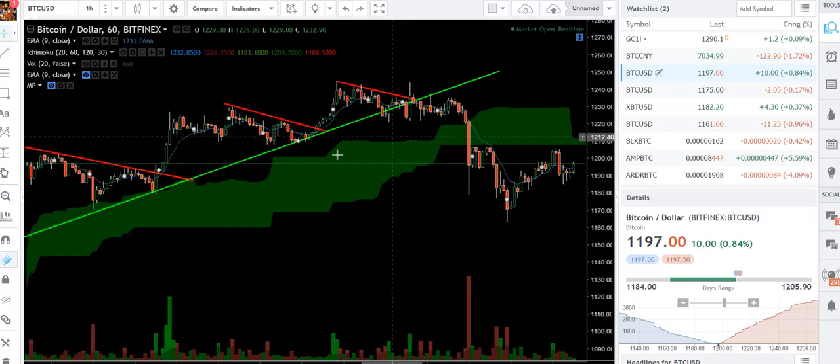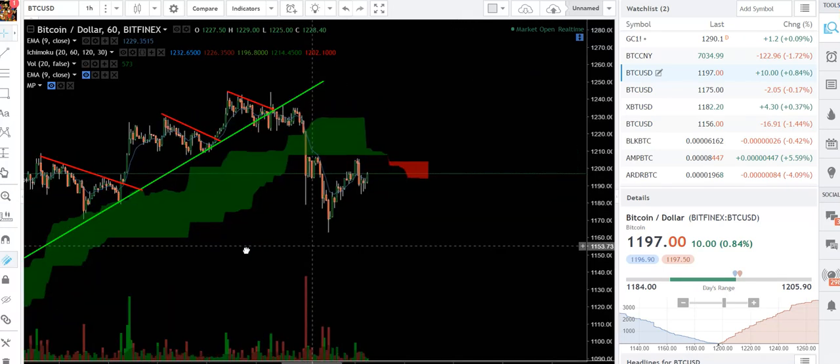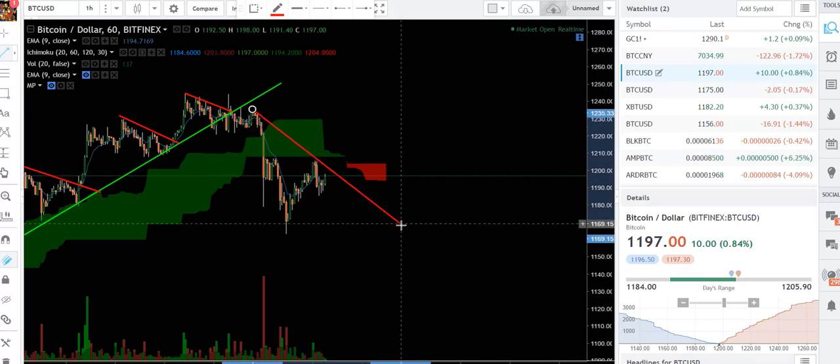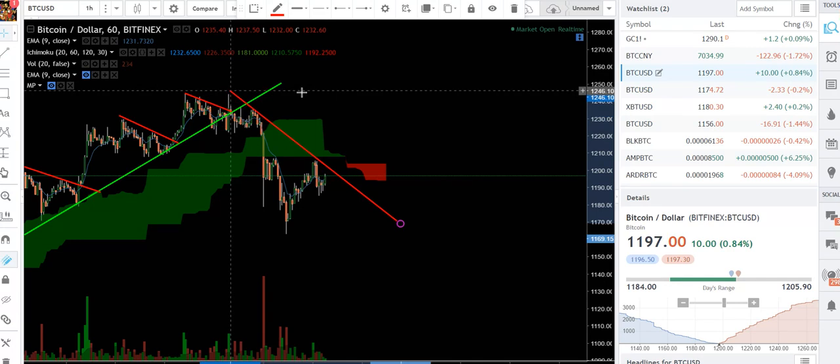Okay, so right here, this entire trend fell apart first by breaking the trend line, and second by dumping right through the cloud. Okay, so the hourly cloud is no longer a support point of reference. And if you notice now, what we're doing is we're trading under the cloud, and we are making lower highs now.